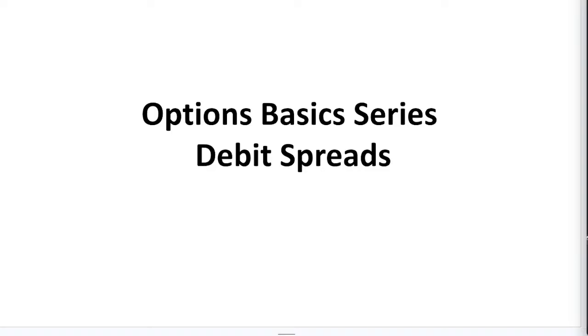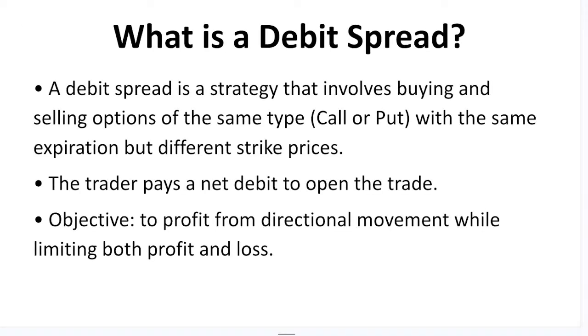Today I'm going to explain more towards the options basic series on debit spreads. So what is a debit spread? A debit spread is a strategy that involves buying and selling options of the same type, like call or put, with the same expiration but different strike prices. So the trader pays a net debit. Debit means they are paying money, right? To open the trade. The objective is to profit from the directional move while limiting both profit and loss.